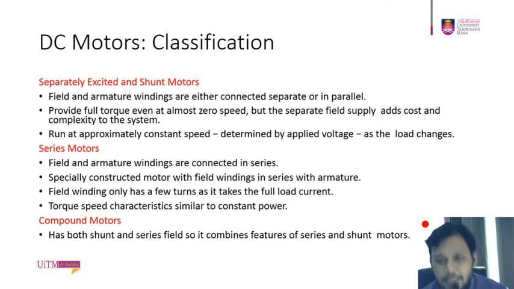So here is some classification of DC motors. For this section, we will discuss three types of motor. The first one will be the separately excited and shunt motors. Next will be the series motors and the compound motors. First, the separately excited or shunt motors. Field and armature windings are either connected separately or in parallel. For the separately excited, it's separately connected, and for shunt motors, it's connected in parallel.